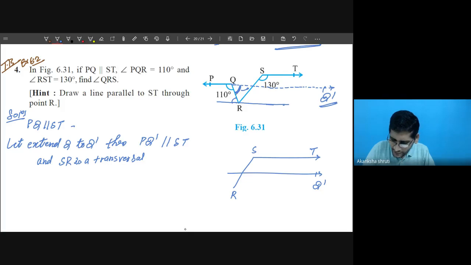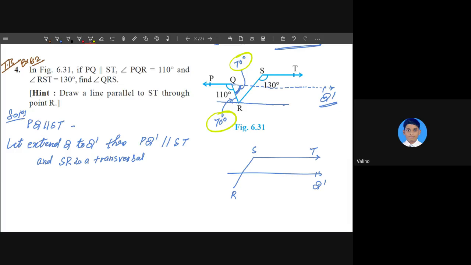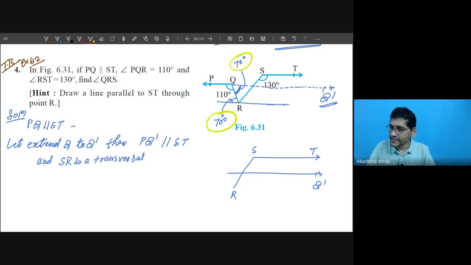Whatever you have calculated, it will be the same as this angle. Now this is acting as the transversal. So you may write this as 70 degrees. This will also be 70 degrees. How is the 70 degrees calculated? 180 minus 110 equals 70 degrees. Now, why is this angle 70? This and this are your alternate interior angles. Yes, alternate interior angles.